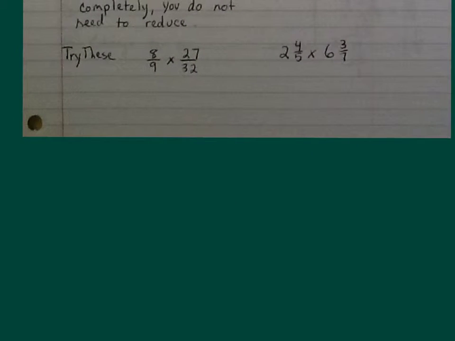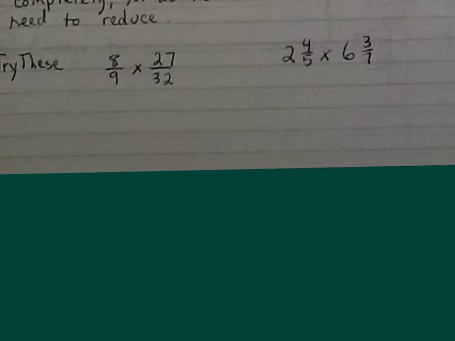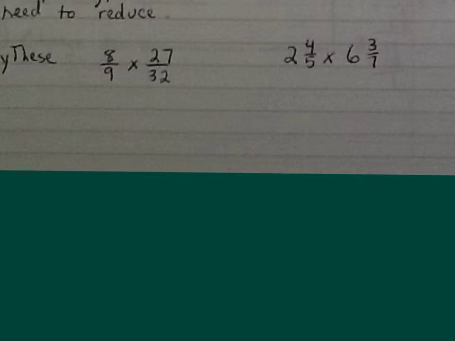So let's look at the first one. We have 8 over 9 times 27 over 32. Now if you look right now, I can tell right away that, actually I'm going to blow this up a little bigger so I can have a little space. First of all, I know 9 and 27 can reduce, and 9 goes into both of those. So I'm going to divide both of them by 9.